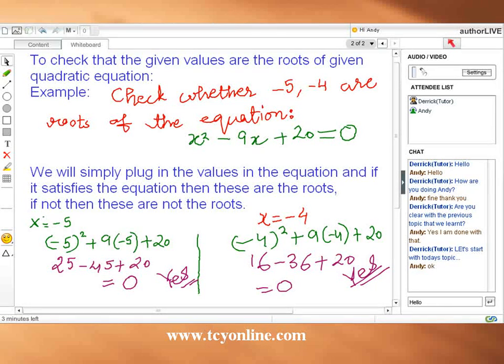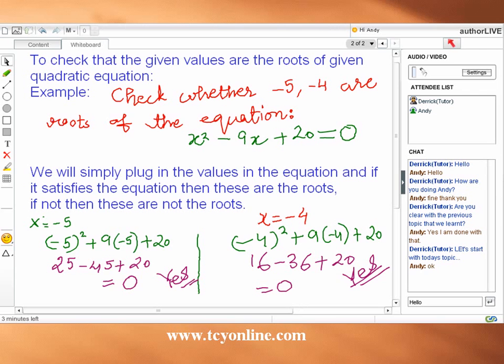Let's check whether negative 5 and negative 4 are the roots of the equation x squared minus 9x plus 20 equals 0. All you have to do is simply plug in x equals negative 5 in the given quadratic equation. On plugging x equals negative 5, we find x squared minus 9x plus 20 becomes 0. So that means left hand side equals right hand side. So x equals negative 5 is a root of the given equation.